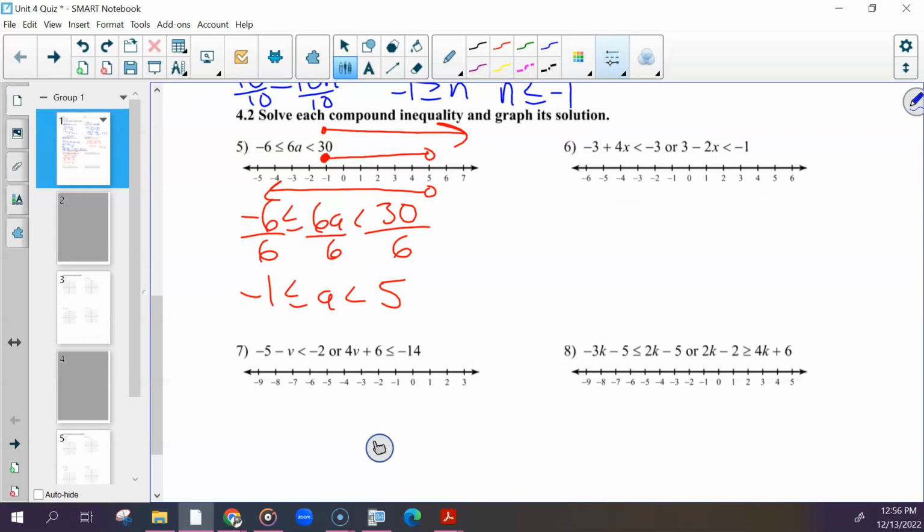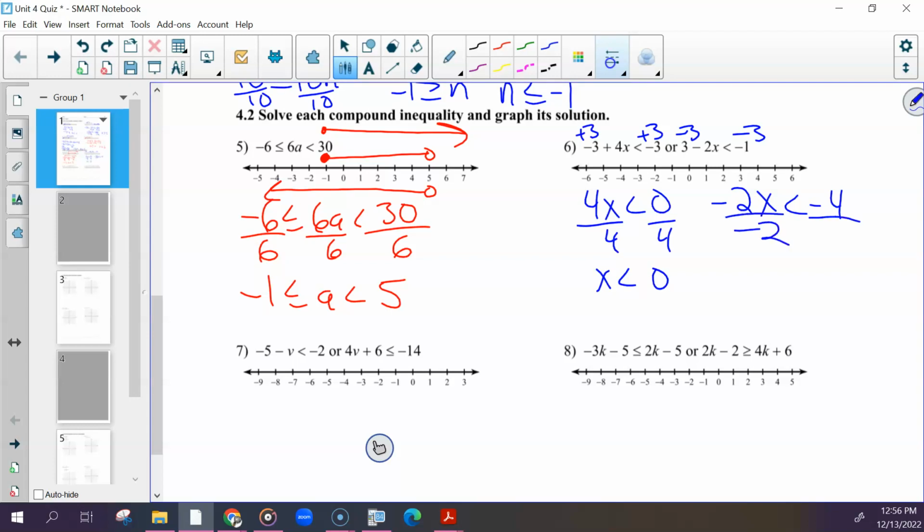For 6, 7, and 8, those were all "or" inequalities. Again, that was coincidence. That could happen, that could not. You needed to solve them separately. So add 3 on one, subtract 3 on the other. We have 4x is less than 0, and -2x is less than -4. Some of you get to 4x is less than 0 and stop, but keep going. It can be solved. So x is less than 0 is one of our answers.